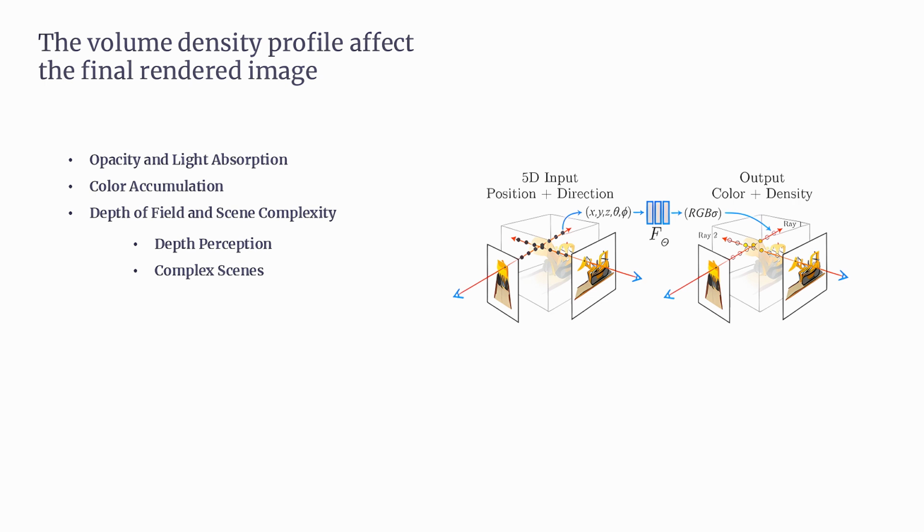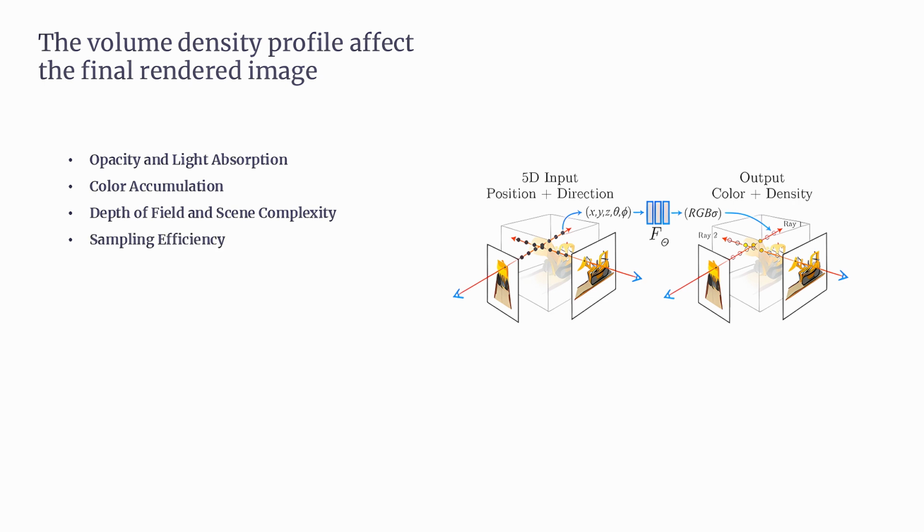2. Complex scenes. In complex scenes with overlapping objects, a well-defined density profile helps manage occlusions, where one object blocks another. This ensures that objects are correctly rendered in relation to each other, which is crucial for scenes with intricate geometry or a lot of overlapping structures.